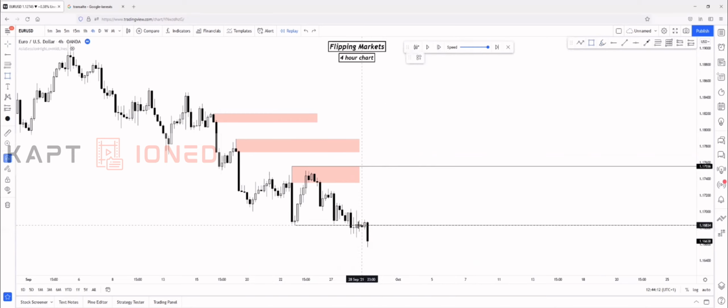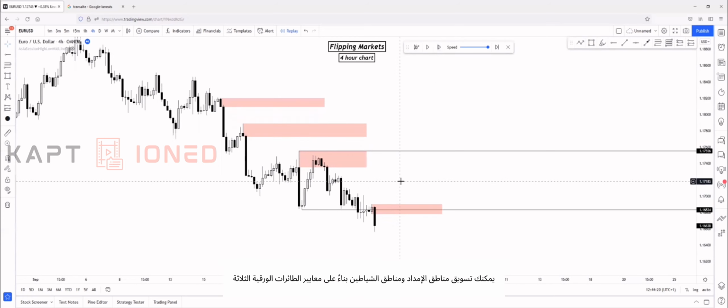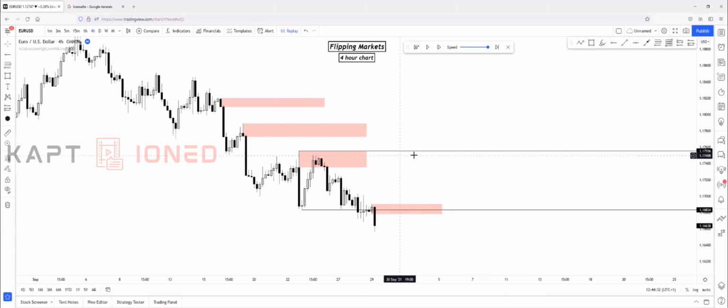Okay, let's just mark out this zone. This will be our new supply zone. And this method goes on and on, over and over again. You can mark out supply zones and demand zones based on these three criteria: inefficiency, break of structure or change of character, or opposite side zone break, and liquidity sweep or collect. Okay, let's see a demand zone example.